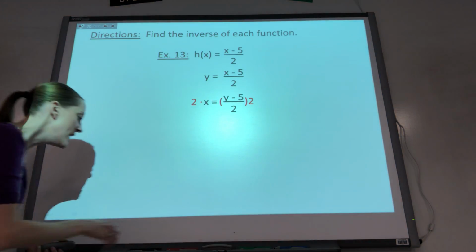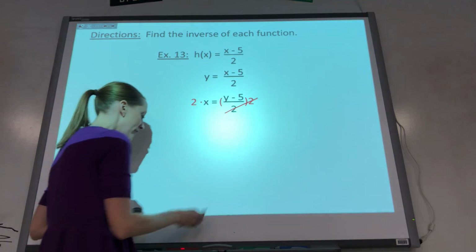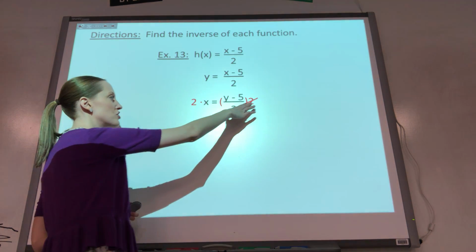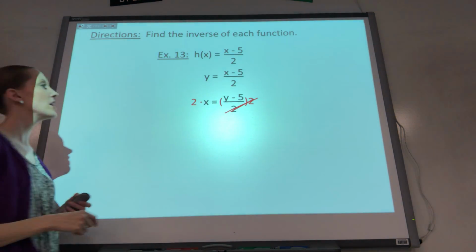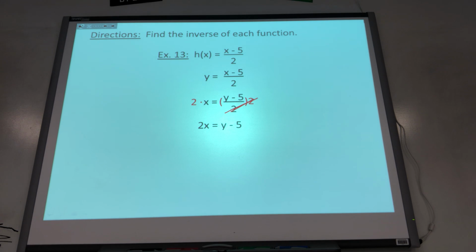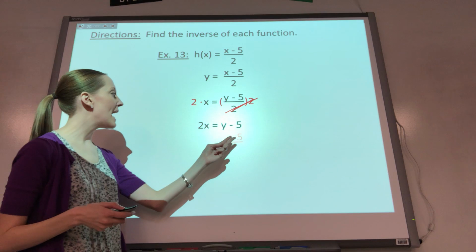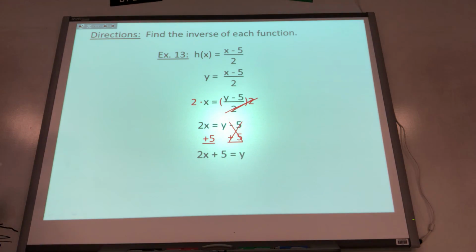Multiply by 2. And make sure you know that the 2's over here just cross out. Don't distribute the 2 to what you had on top. You don't have to do that. You just bring that part down. Now add 5 to both sides and you get y equals 2x plus 5.